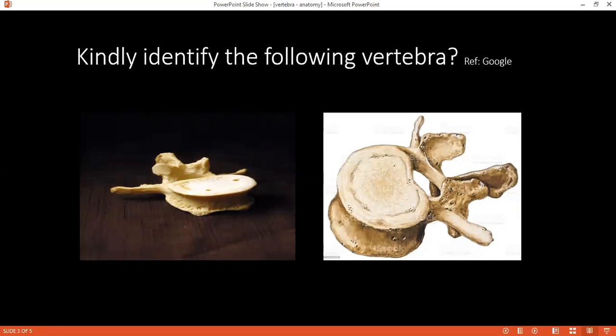Yes, and there is what? Yes, accessory process on the posterior surface of the base of each transverse process. So is it as it is explained? What about the articular process?